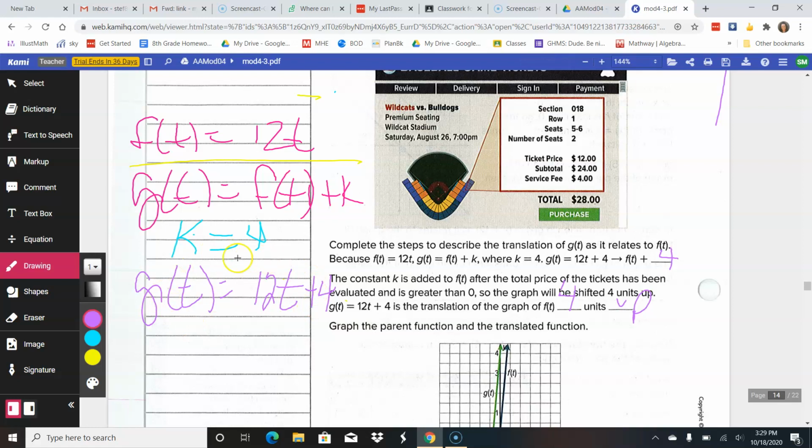So if I substitute in for the new total cost of going to the game, it's my original function, my parent function, plus the $4 extra. So this is g of t. In terms of business, we have one function that gives us the price as is, but then we have our service fee added on to that. What does that mean in terms of the mathematics? My constant k, that's f of t plus 4. So constant k is added to f of t after that. So really what's happening to your graph is it's going 4 units up.